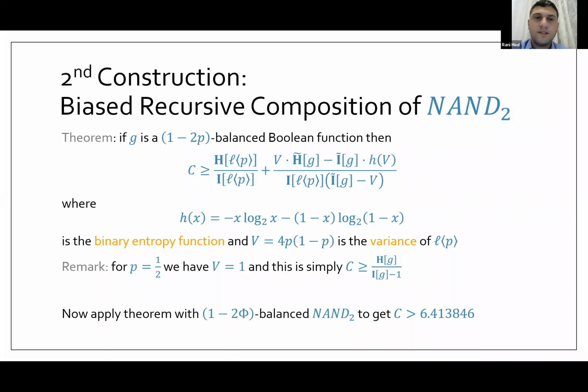And once again, this gives us an opportunity to try to change. Maybe we should take another function. Why NAND on 2 variables? Maybe there's a nice function on 17 variables that is 0.157 balanced, and we can plug it in. We tried to look for some functions. We couldn't find one that is better than this NAND.